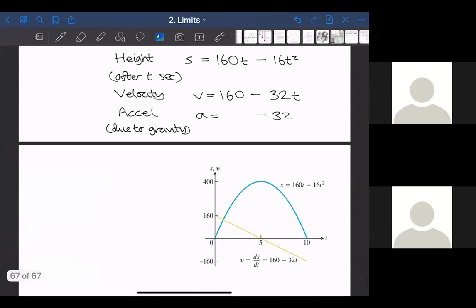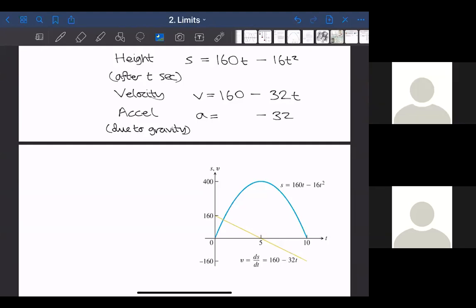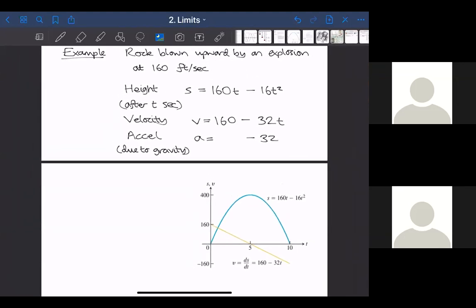So we plotted the height S, that's the blue curve, and the velocity V, that's the yellow curve, on the same graph. And we can see, like we said, the rock is blown upwards at 160 feet per second. So the velocity starts at 160, but because of the acceleration due to gravity, the velocity goes down and becomes negative as the rock starts to come back down again.